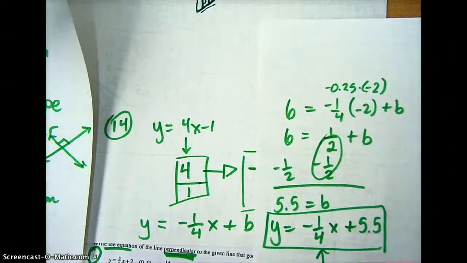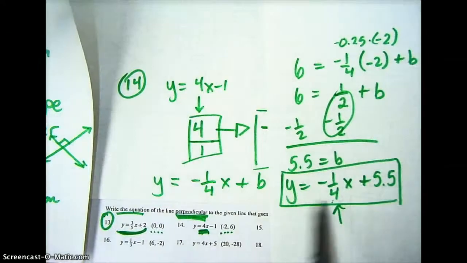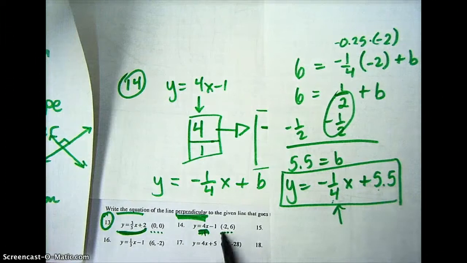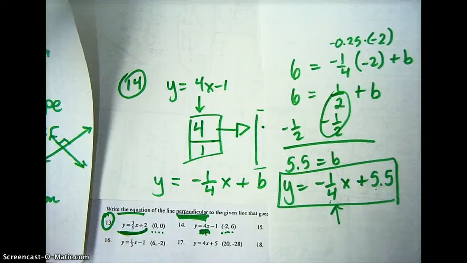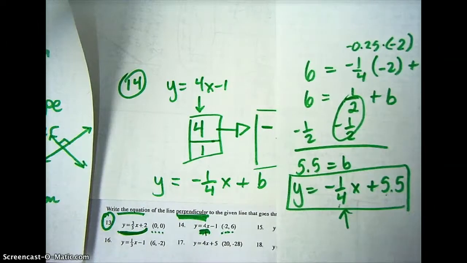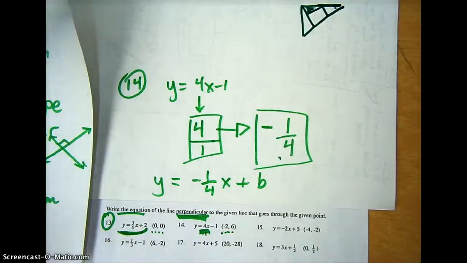This slope was perpendicular to the slope here. In question 14, the slopes were perpendicular, and I found my b value by using my point. So same process: find the slope, then find b using the point. Try the next four questions, ask your teacher if you have questions, and check your answers with the teacher.